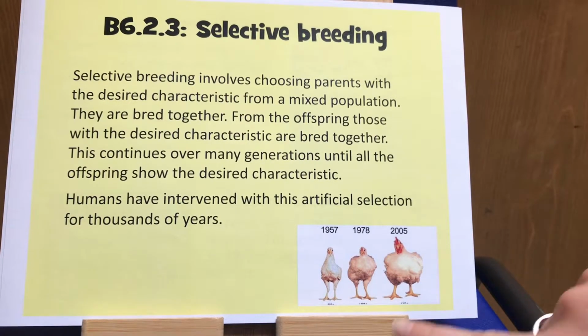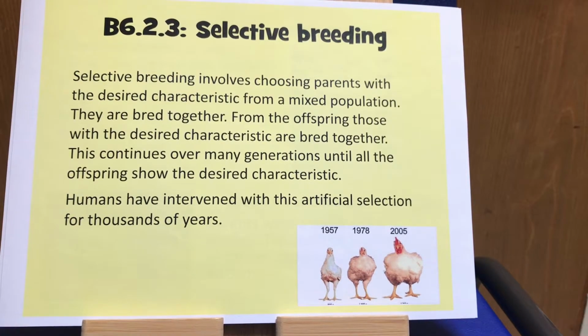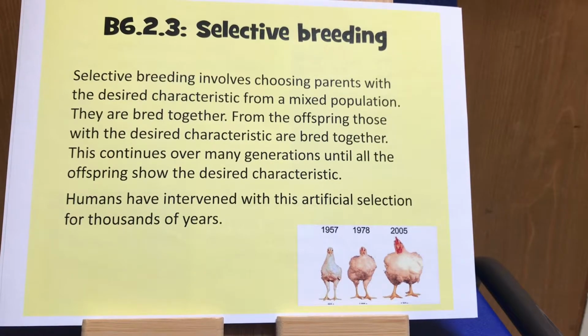And we can see how the chicken has changed over time. We don't suddenly get to this huge chicken straight away. It has to be repeated over many generations. Now that's really important. Natural selection happens naturally in nature, no human intervention. Selective breeding, we are involved. This isn't genetic modification. This is just selecting the animals we want or the plants we want to breed together to try and get the ultimate offspring, the one with the features that we really want. And it happens over many generations until we get the desired characteristic. And we've been doing this for thousands of years.